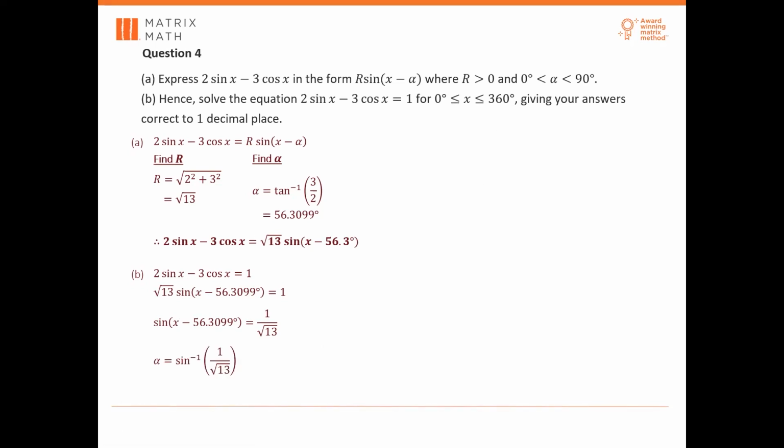Okay, so we're going to find the base angle first. The base angle being x minus 56.3099 will just be written as alpha first. Alpha is the base angle, okay? So sine inverse 1 over square root 13 will be 16.102.